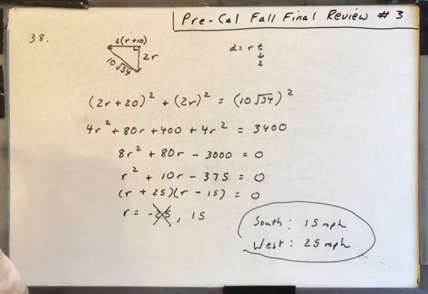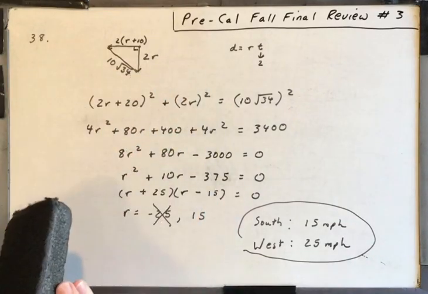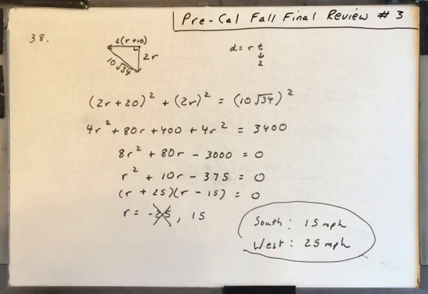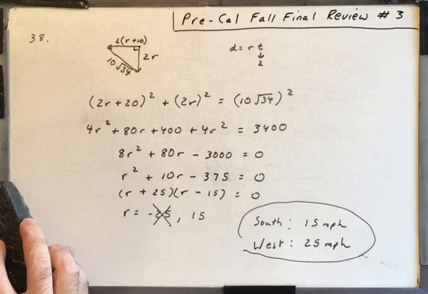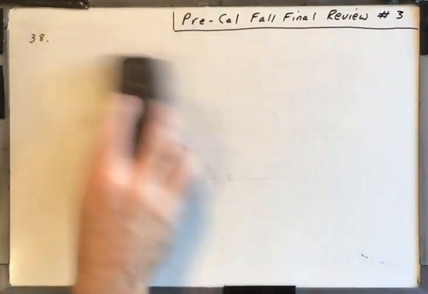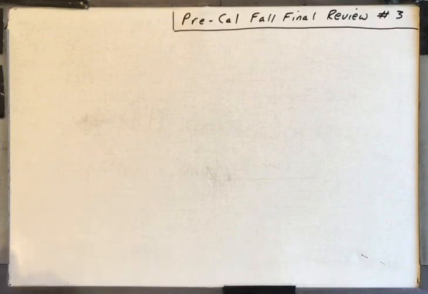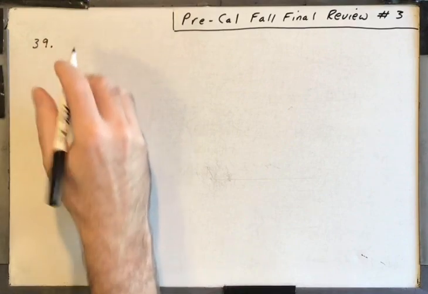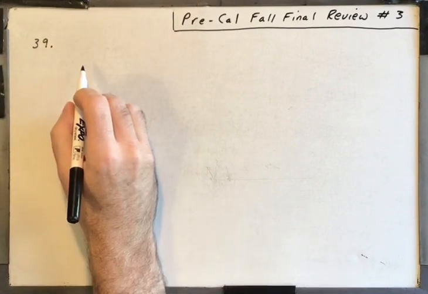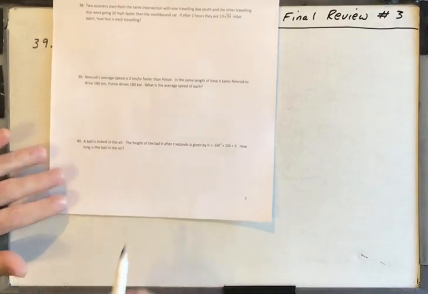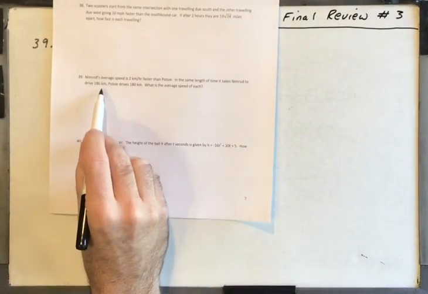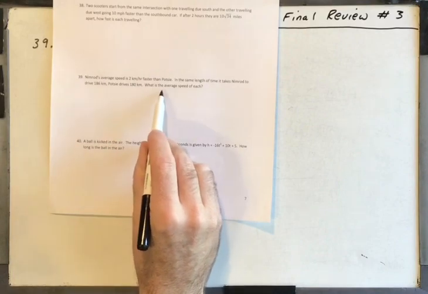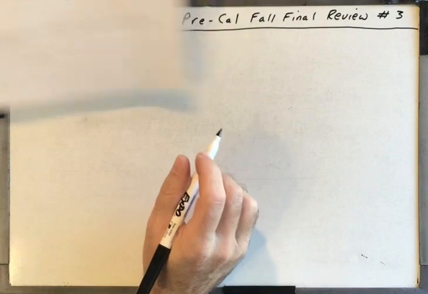All right, so there is a word problem involving a quadratic. So we've got a Pythagorean theorem. The previous one, we had those rectangular plots. Let's do a distance equals rate times time where we make a table. Okay, so that's number 39. All right, it says Nimrod's average speed is 2 kilometers an hour faster than Potsy. In the same length of time it takes Nimrod to drive 186 kilometers, Potsy drives 180 kilometers. What is the average speed of each?